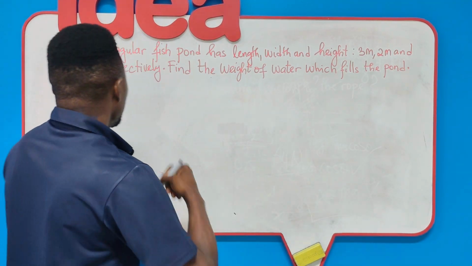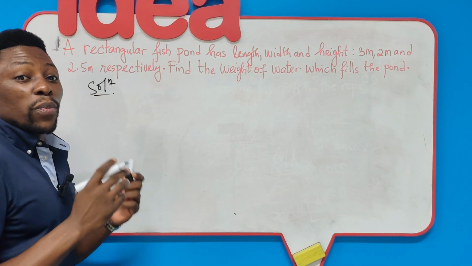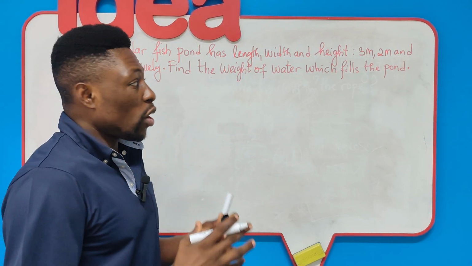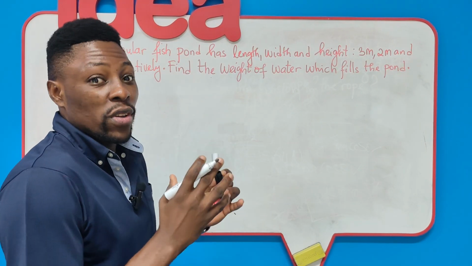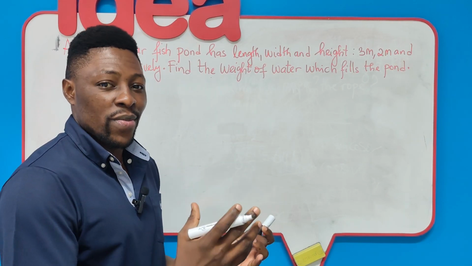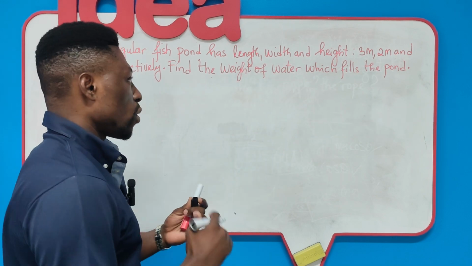Follow me, dear friends. Solution. It is very important to know how much water fills the pond. In other words, we first of all have to understand the volume. The physical quantity in question here is a volume: the volume of water which can fill the pond, okay?